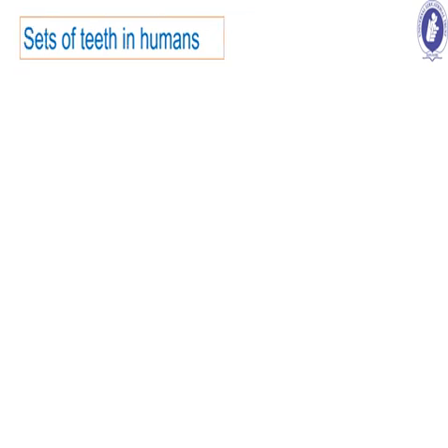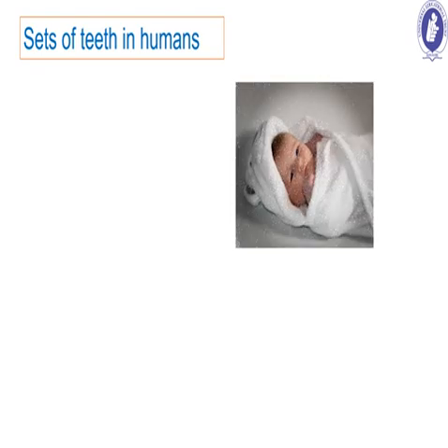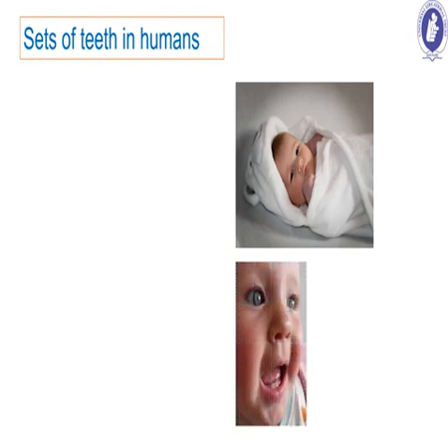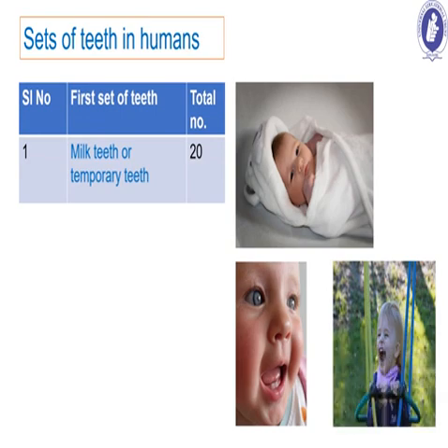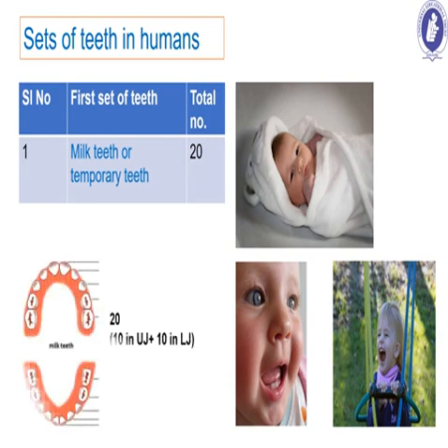Which are the sets of teeth in humans? Have you observed your younger sibling? Will a newborn baby have any teeth? Correct. The answer is no. The newborn baby will not have any teeth. So when will the baby start getting its first teeth? When the baby grows to 6 months or 8 months old, it starts getting its first teeth. This first set of teeth is called milk teeth or temporary teeth. When the baby grows to 3 or 4 years old, it will have its complete set of milk teeth. The total number of milk teeth is 20. That means 10 in the upper jaw and 10 in the lower jaw.